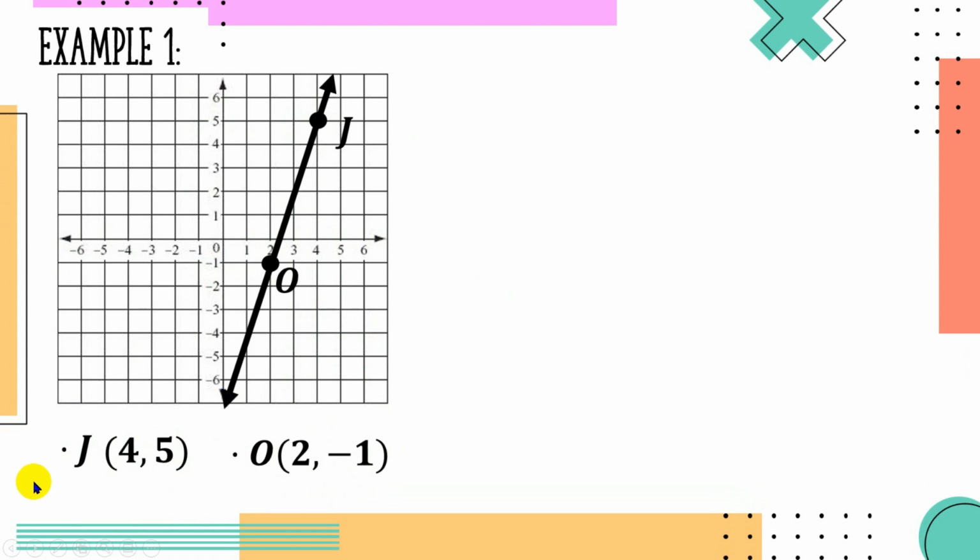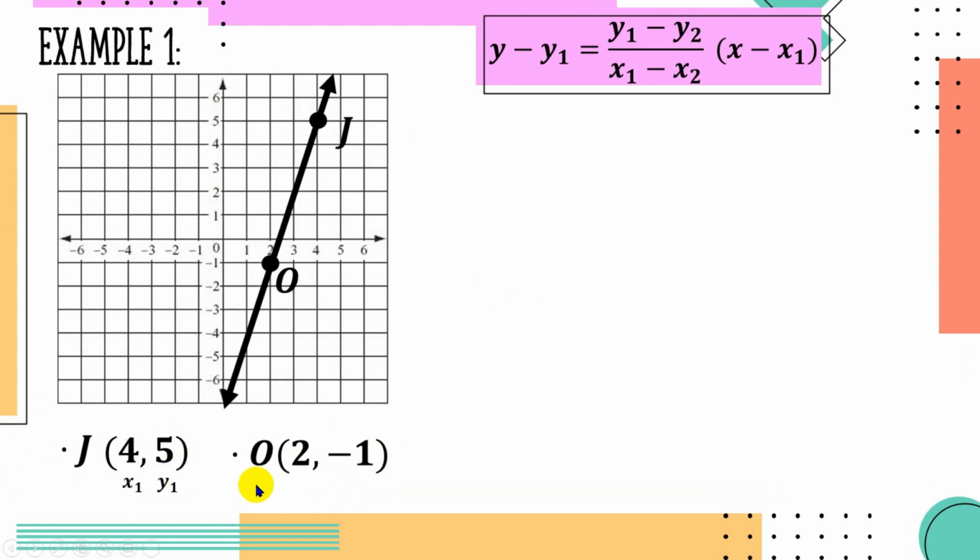That is why ito po yung ating 2 points. 4 and 5 for our first point. So, that will be our X sub 1 and Y sub 1. And then for point O, we have 2 and negative 1. That will be our X sub 2, Y sub 2. This is our 2-point form. Substitute natin yung mga values. Again, i-enclose muna natin lahat ng isa-substitute natin sa parentheses para po hindi tayong magkamali sa mga sign na ilalapat natin sa kanila. Y minus Y sub 1.